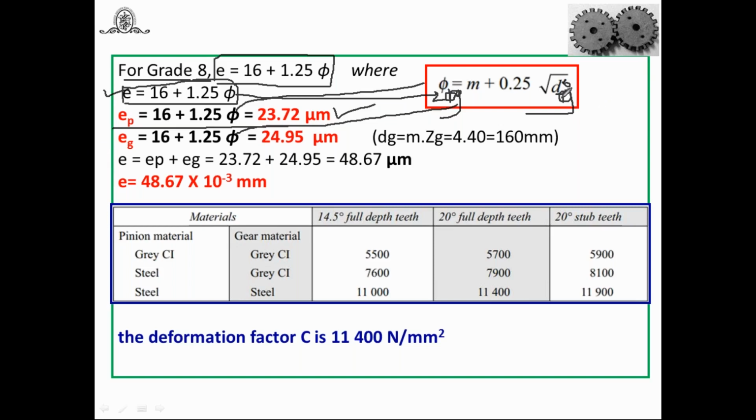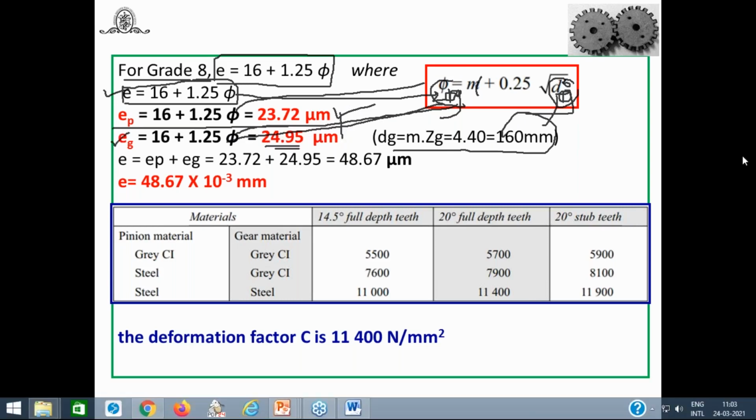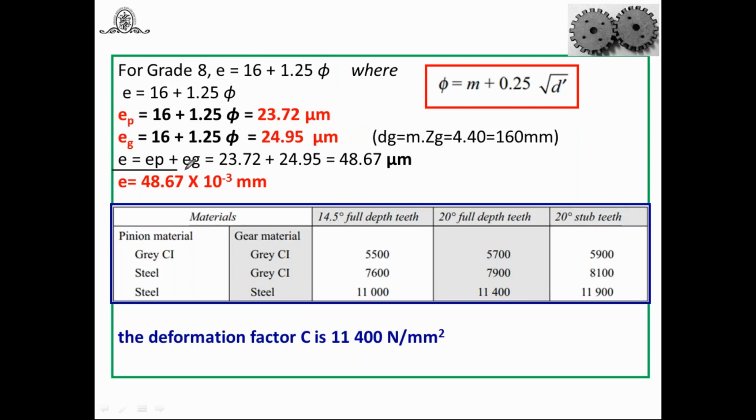And for a gear, again, you can calculate by substituting the DG. DG means M into ZG, you will get 160. You can substitute, the module remains the same for pinion and gear. You will get EG as 24.95 micron. Once you have both the values of EP and EG, the total error is equal to the sum of the errors on pinion and gear, EP plus EG, so you will get 48.67.